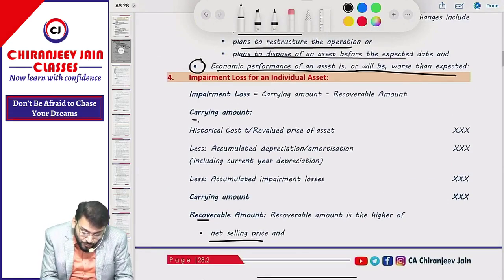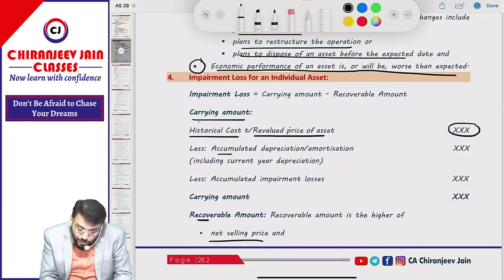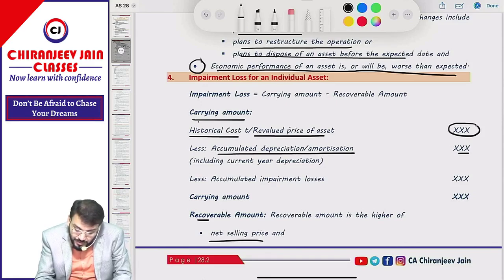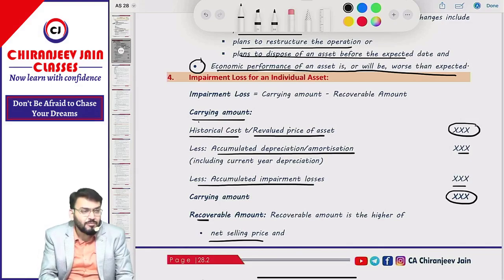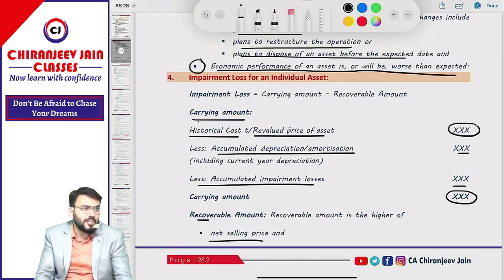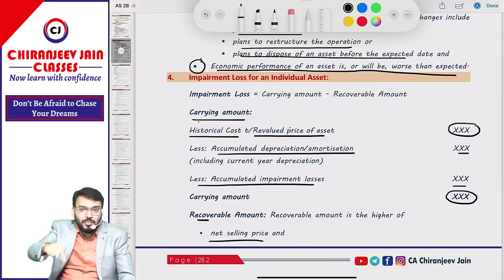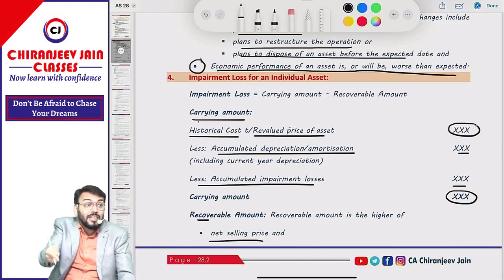So in that case, carrying amount can be either historical cost or revalued price. Revalued price means what? Under the revaluation model, less accumulated depreciation or amortization, less accumulated impairment loss. This becomes carrying amount. Then we should calculate depreciation or amortization. Amortization I'm using for intangible asset, depreciation I'm using for PPE, etc. So we need to calculate depreciation and amortization up to the current year, means for the current year also, because we are calculating impairment loss at the end of the year.